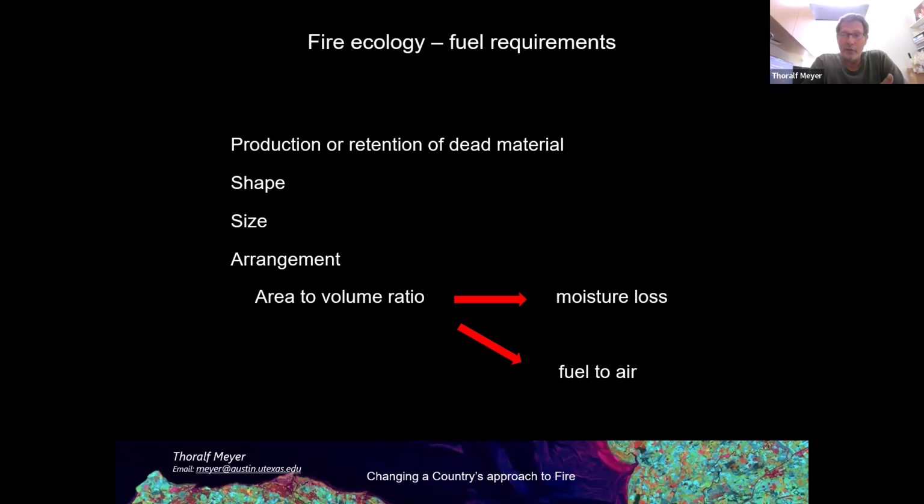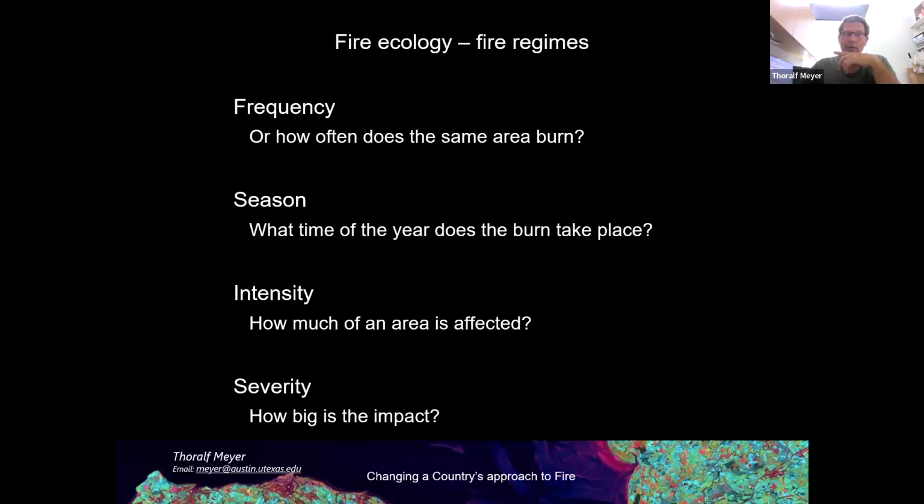It also determines something that is referred to as the fuel to air ratio, or fuel to oxygen ratio. That's a very, very important component that needs to be considered. So 3-dimensional structure is very, very important in the assessment of fires. But let's talk a little bit about fire regimes before we jump into some actual fire stuff.